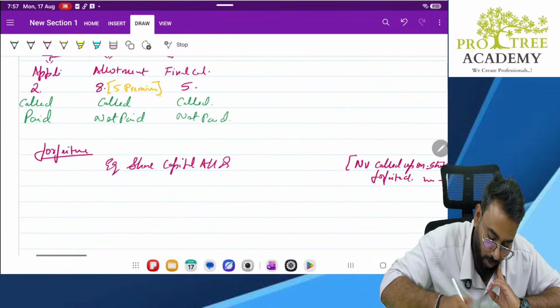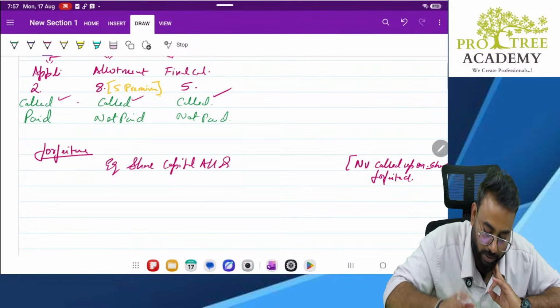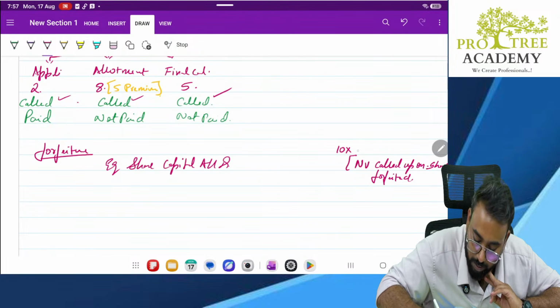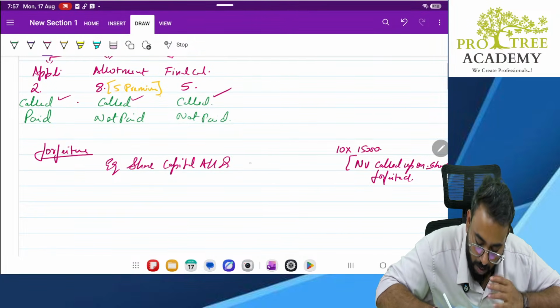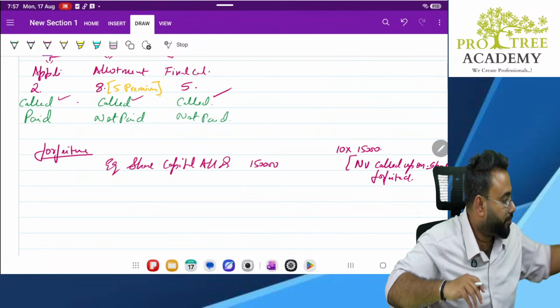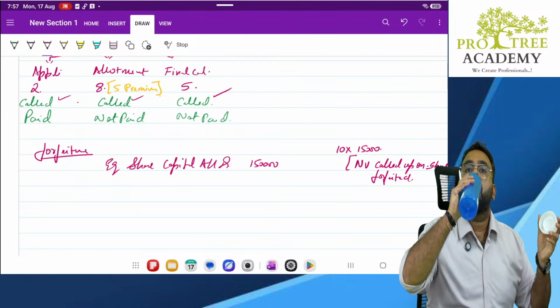What is the nominal value called up? Called. Correct? But out of this, how much is nominal? 2 plus 8 plus 5, 15 minus 5. So nominal value is 10 into how many equity shares? 15,000. Now next, whether security premium is paid or not paid.